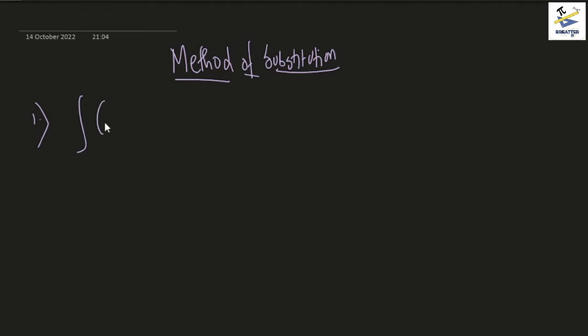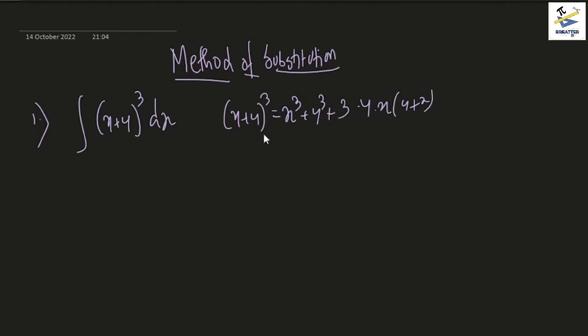Let us say we have a problem, the integral of (x plus 4) whole cube dx. Now this problem can be solved in multiple ways. The first way would obviously be to expand this (x plus 4) whole cube, using the formula for (a plus b) whole cube, as x cube plus 4 cube plus 3 into 4 into x into (4 plus x), and what you would get is x cube plus 4 cube plus 12x into (4 plus x), right?